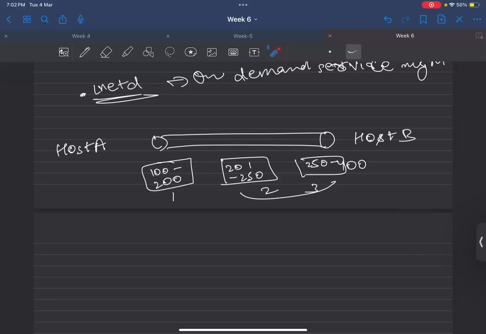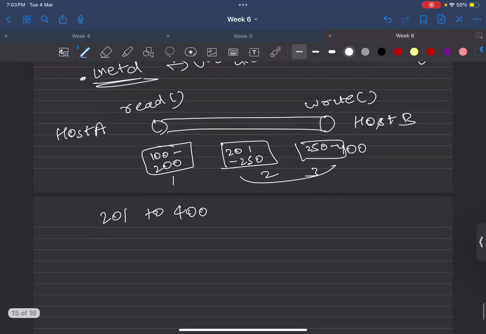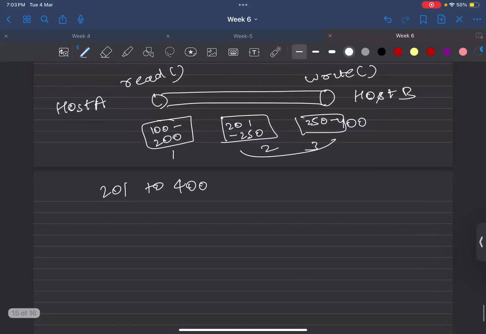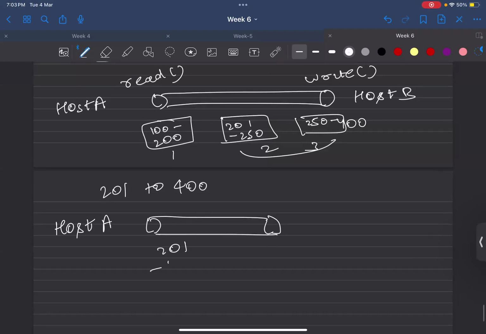Yes, absolutely correct. Suppose here I'm writing it, here I'm reading it, host B is sending to host A. Now if 2 and 3 are lost, it's not like segments are lost. It's like bytes 201 to 400 are lost. They need to be retransmitted. One more thing: if it needs to be retransmitted, it's not that it has to be retransmitted in the same earlier division. I can retransmit it like this only. The division can change as well.